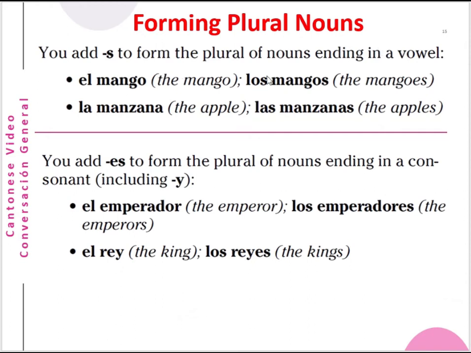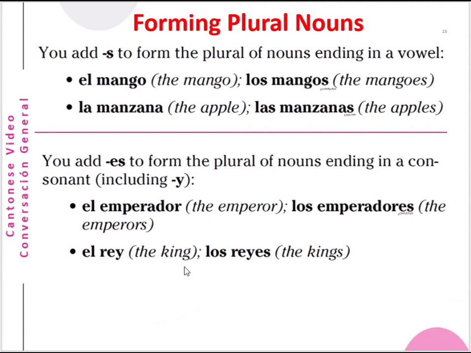And how can we form the plural forms of nouns? You add S to form the plurals of nouns ending in a vowel. For example, el mango, the mango. Los mangos, the mangoes. You add an S at the ending. La manzana, the apple. Las manzanas, the apples. We add an S to the end of the word. You also add ES to form the plural of nouns ending in a consonant, including Y. El emperador, the emperor. Los emperadores, the emperors. You add ES to the end of the word.